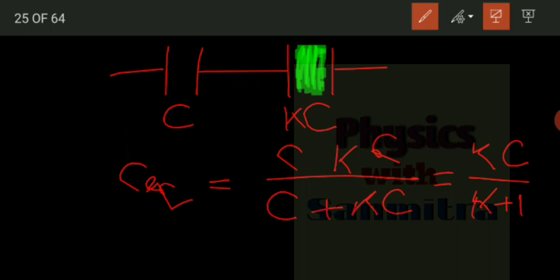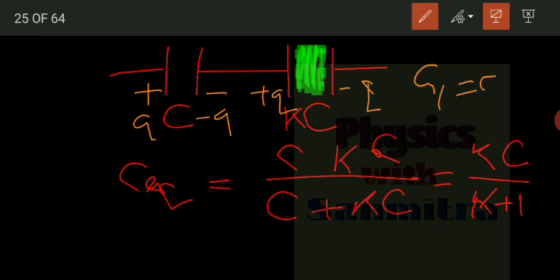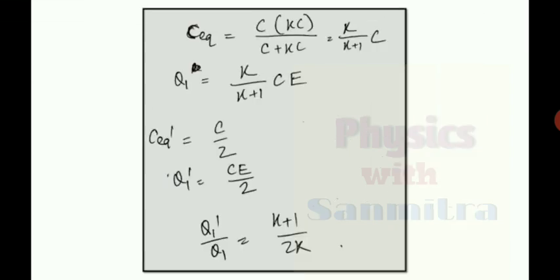So now the charge will be the same. This is plus Q, this is minus Q, this will be plus Q, and this is minus Q because they are in series. That means Q1 will be equal to Q2. Q1 will be equal to Q2. So let us look here.